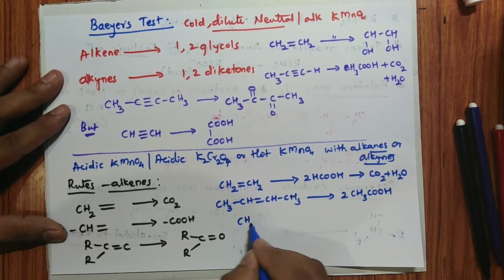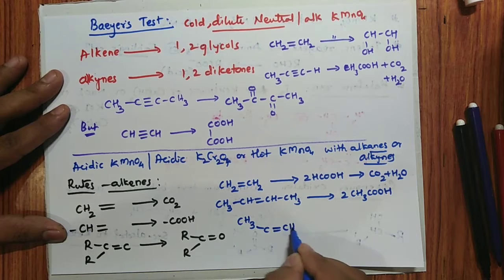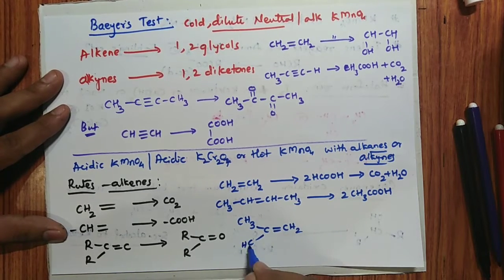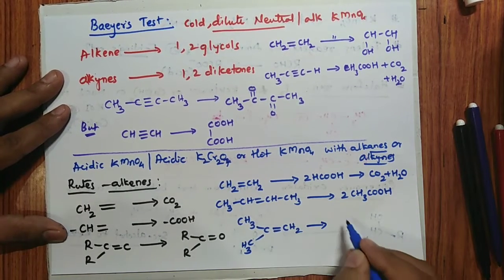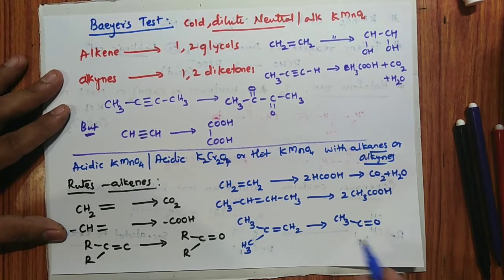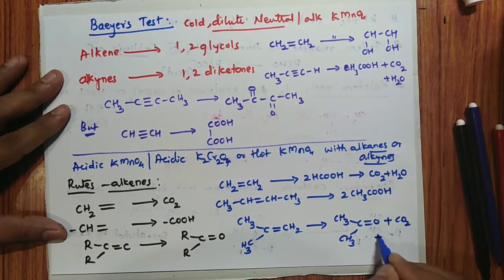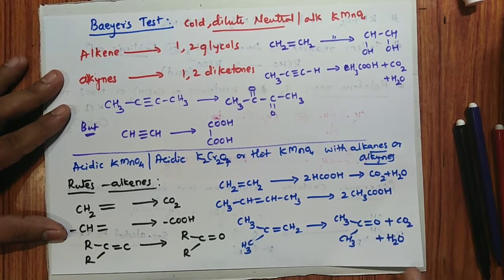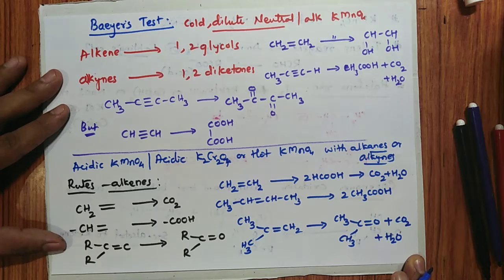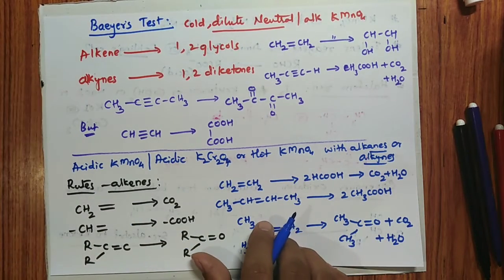If it is CH3C double bond CH2 CH3, then you are going to get, remember, the ketone CH3C double bond O CH3, plus this gets converted into HCOH. HCOH means CO2 plus H2O you are going to obtain. This is about the rules for alkenes, and what all the products you are going to obtain.